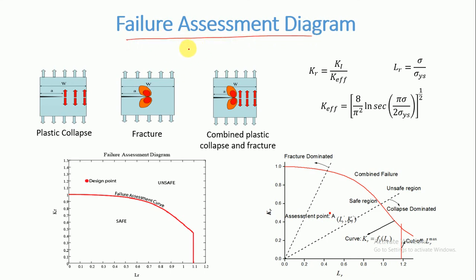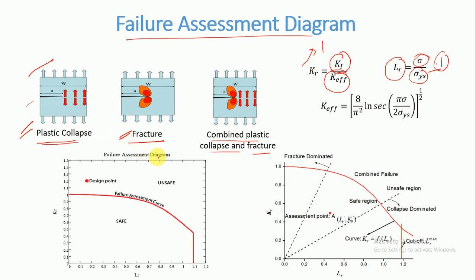Now we can introduce this fracture mechanics into the design in terms of a failure assessment diagram. Before going to the failure assessment diagram, we should know how material fails. Material fails mostly in two ways: plastic collapse and fracture, and combined plastic collapse and fracture. What is plastic collapse? Plastic collapse is when the ratio of stress to the material yield stress becomes more than 1. Then this condition is plastic collapse. And for fracture, when the ratio of stress intensity factor to the effective stress intensity factor becomes more than 1, then we can say it is completely fractured.